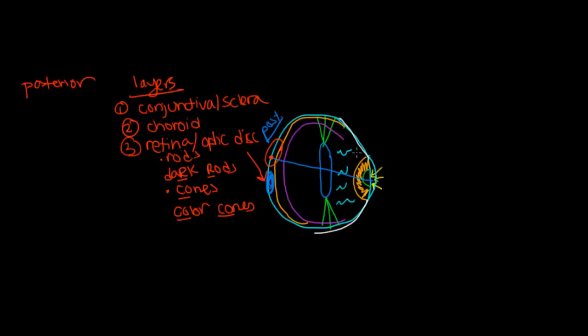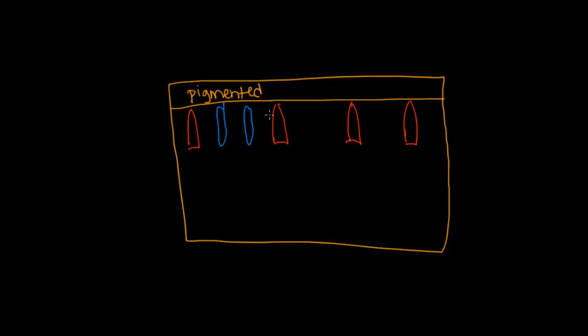So let's take a closer look at what's going on in the retina. Let's use this as representative of a close-up of our retina. So the very first layer of the retina is this pigmented part of the retina, which helps absorb light. After this pigmented part, you have your rods and your cones. So this is a cone. Let's draw a few more cones. This is immediately after that pigmented part. And then you have your rods, which will be here.